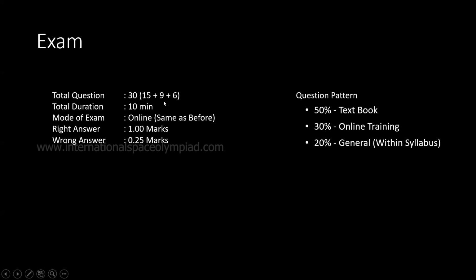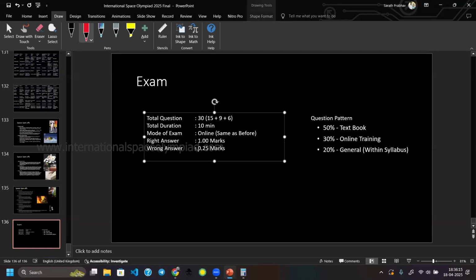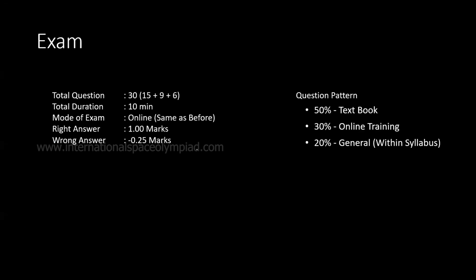That's all. And as you know, the total duration of the exam is 10 minutes, an online exam, and you know how it happens. The right answer is 1 mark, and the wrong answer is minus 0.25. So there will be a minus mark for that: 1/4 of a mark will be reduced if you go for a wrong answer.